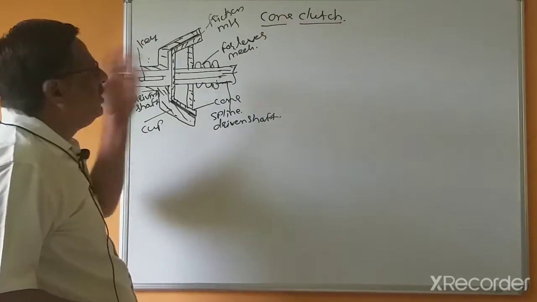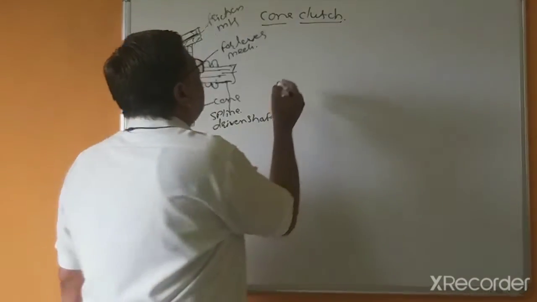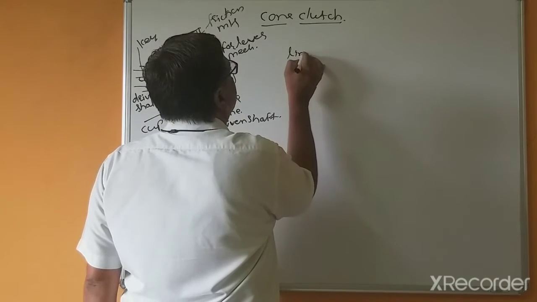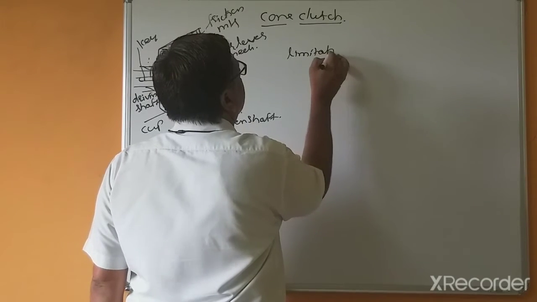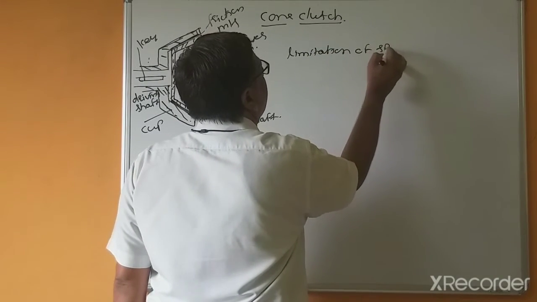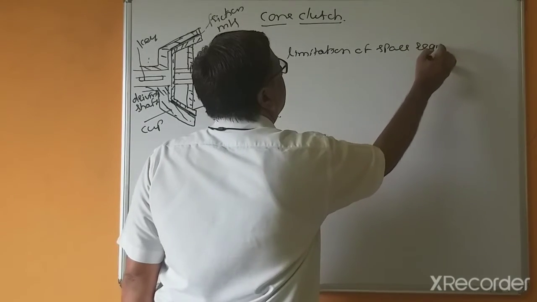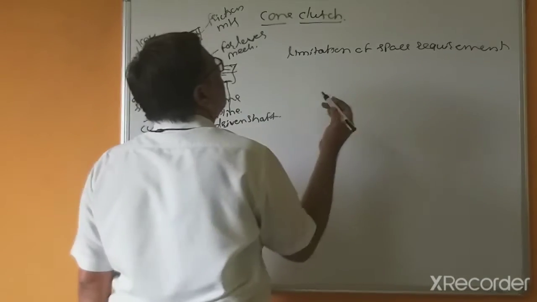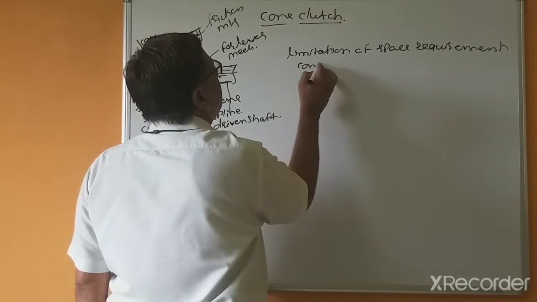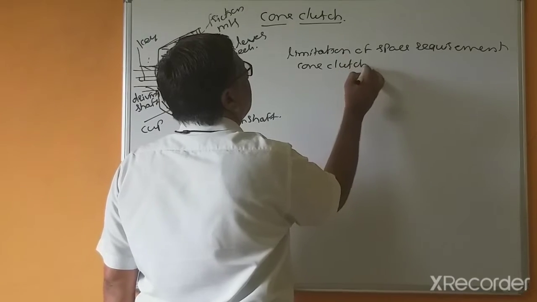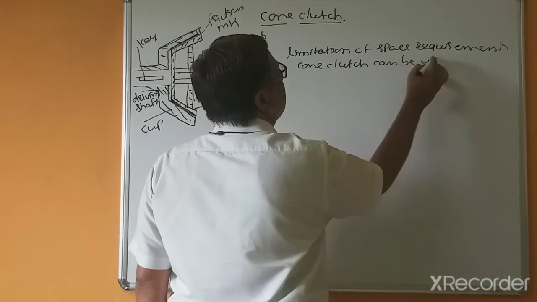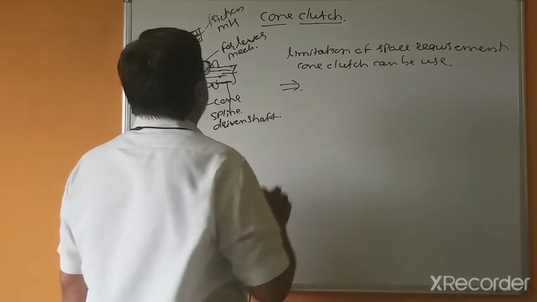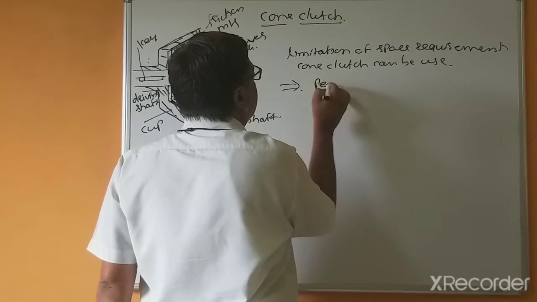So, also in the cone clutch, the application will be where there are limitations of space requirement. Cone clutch can be used. Next, the important thing here is perfect alignment.